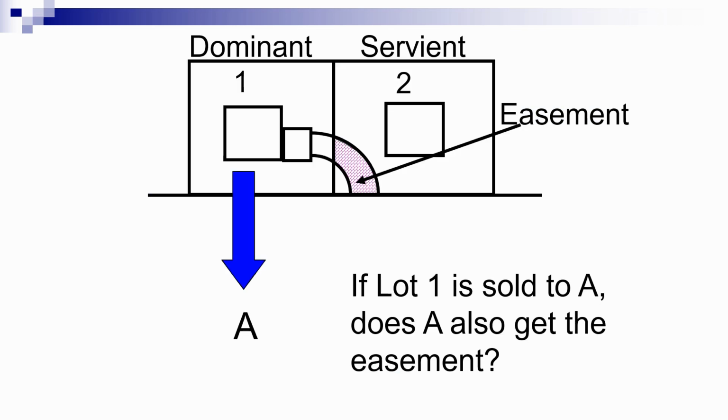So let's imagine that we have our situation with Lot 1 and Lot 2 and the driveway. Lot 1 is the dominant land, Lot 2 is the servient land. Suppose A buys lot 1. The question before us is, does A also get the easement? And the answer is absolutely yes. If you buy the dominant land, you automatically get any easements that are appurtenant to that dominant land. They don't have to be mentioned in the deed. A will get them whether they're mentioned or not.